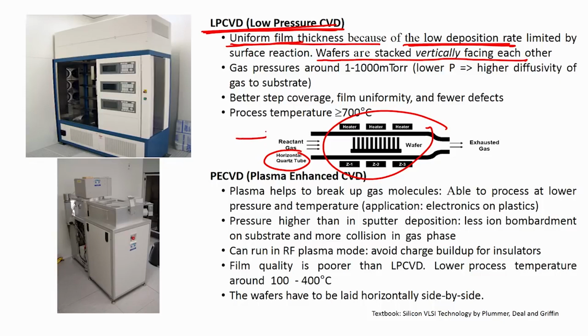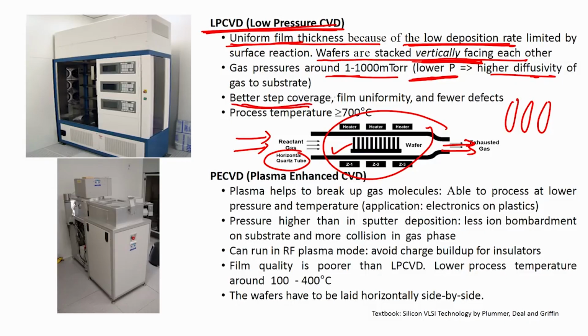The reactant gases you insert in here, the exhaust gases go out. You have put the wafers stacked vertically facing each other, you can see here. Now, gas pressure is around 1 to 1000 millitorr, and lower pressure means higher diffusivity of the gas to the substrate. Then another advantage of LPCVD is better step coverage, film uniformity and fewer defects.